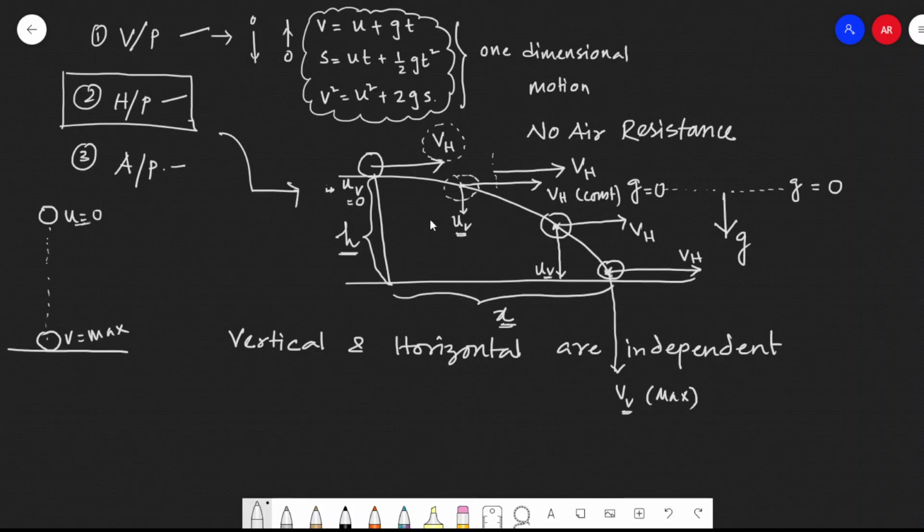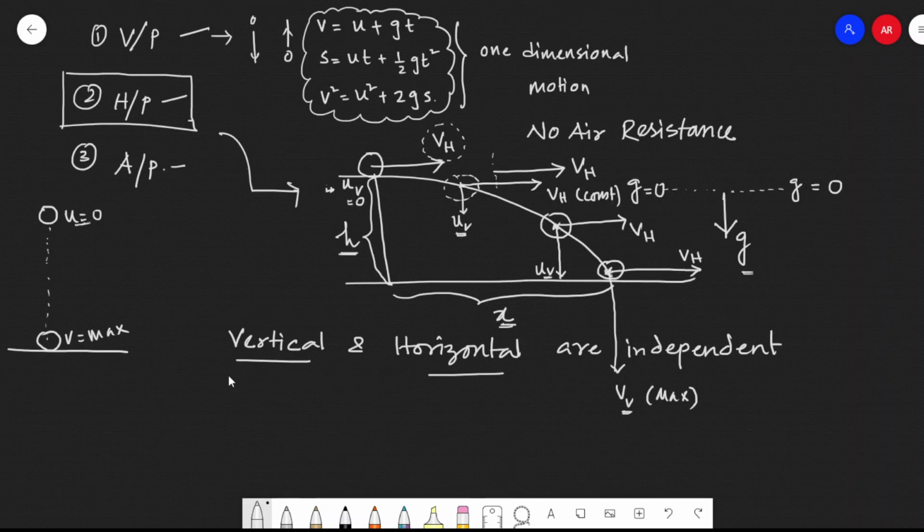So this is how the vertical velocity, which is independent of the horizontal velocity, increases at the rate of g, because g is acting vertically downward. So the vertical velocity is also increasing at the rate of g. The horizontal velocity stays the same. So we are considering the vertical motion and horizontal motion independently.